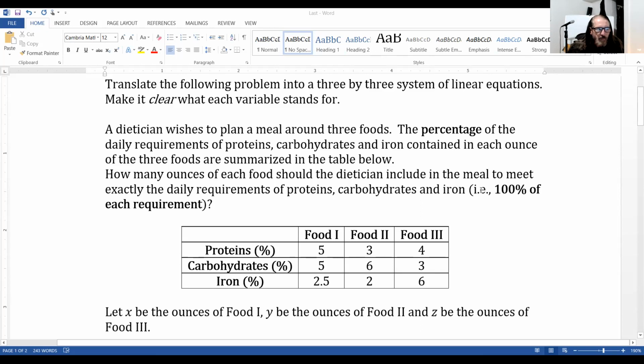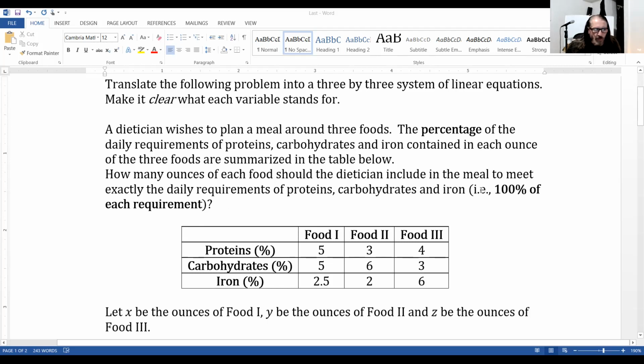So we have information about 3 different types of food and also information about the percentage of proteins, carbohydrates, and iron in each of those foods. We're looking for how many ounces of each food should be included in the meal so that they get 100% of the daily requirements for proteins, carbohydrates, and iron.